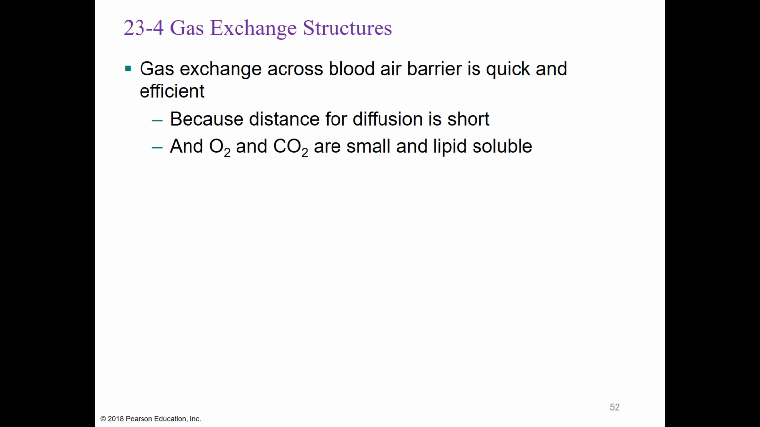Gas exchange across the blood-air barrier is very quick and efficient because, as we just said, the distance for diffusion is very short. And oxygen and CO2 are very small and they're lipid soluble, which means they're able to get through that surfactant that's coating the alveoli.